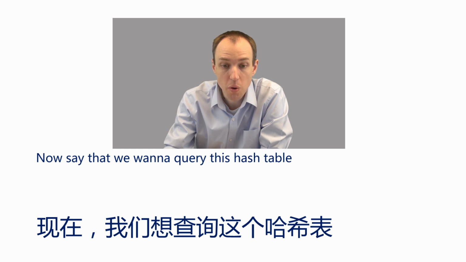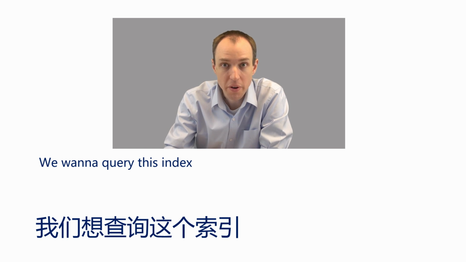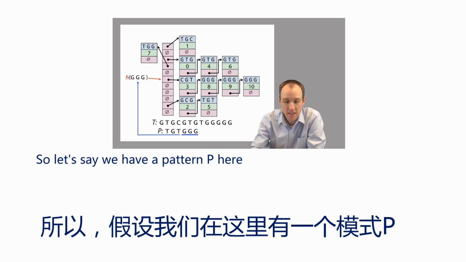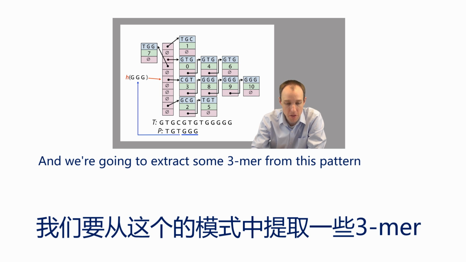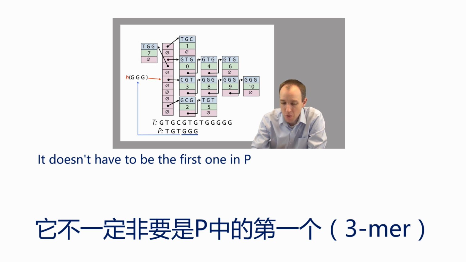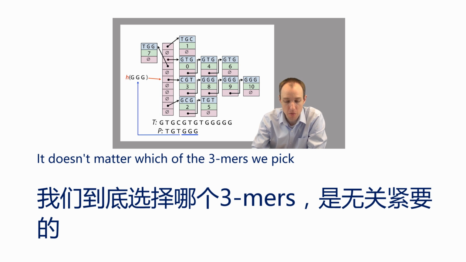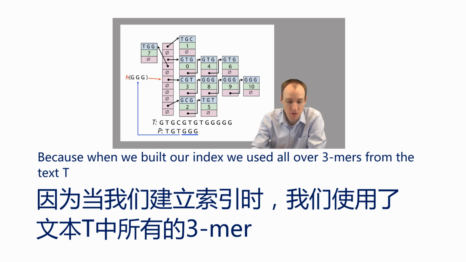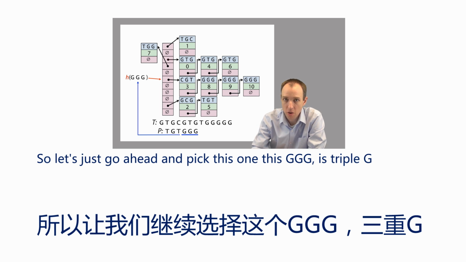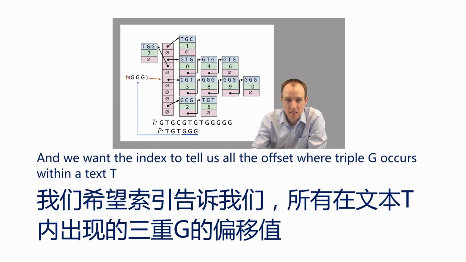Now say that we want to query this hash table. We want to query this index. So let's say we have our pattern P here, and we're going to extract some threemer from this pattern. It doesn't have to be the first one. It doesn't matter which of the threemers we pick, because when we built our index, we used all of the threemers from the text T. So let's just go ahead and pick this one, this triple G, and we want the index to tell us all the offsets where triple G occurs within the text T.